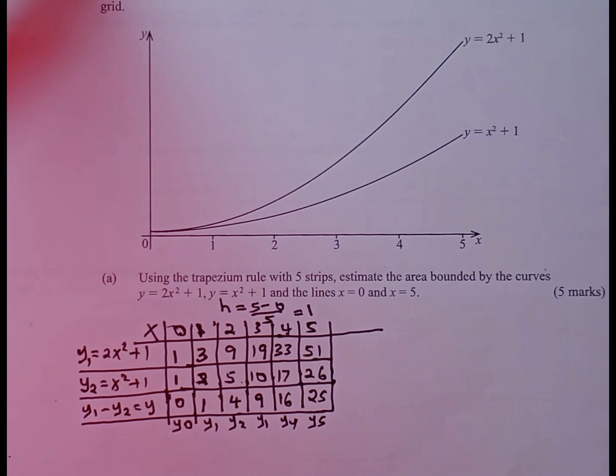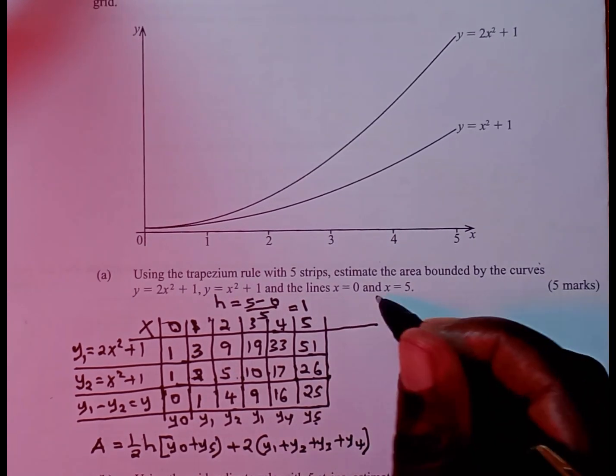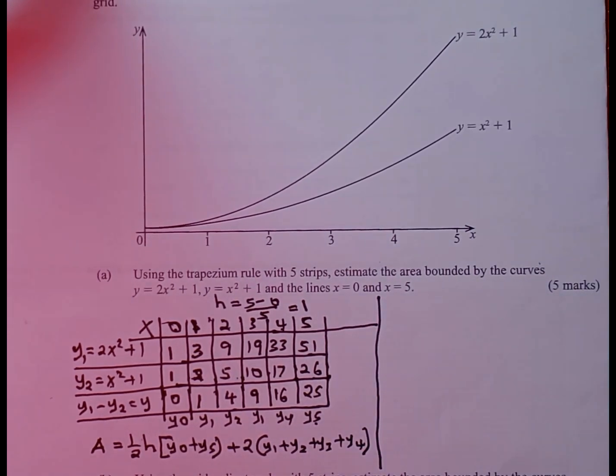How do we find area? Using the trapezium rule, area is given by taking half, you multiply by the height, into the sum of the ends, that is y0 plus y5, which we call the ends, then plus twice the middles, which is y1 plus y2 plus y3 plus y4. Once you do that, now we can come here and substitute those values.